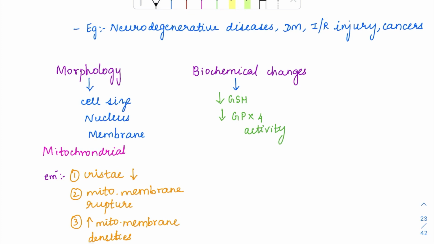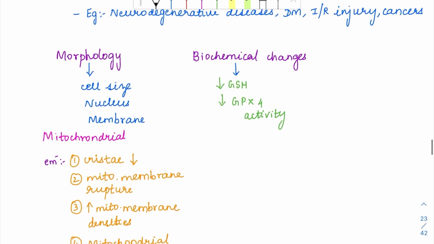Okay, so let's see the morphology. Normally in the morphology of necrosis and apoptosis, the cells were swollen or shrunken, or the nucleus had chromatin condensation, right? But here in ferroptosis, the cell size is going to be normal, the nucleus is going to be normal, the membrane is going to be intact, and there is going to be mitochondrial damage. Since only the mitochondria is damaged, you will have to use electron microscopy to find the mitochondrial damage.